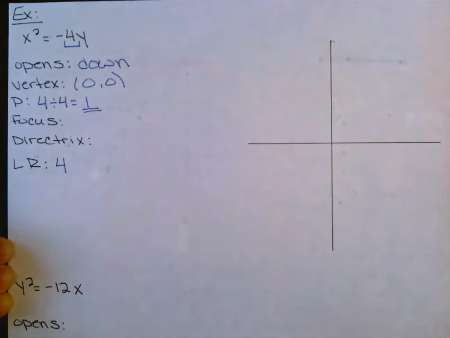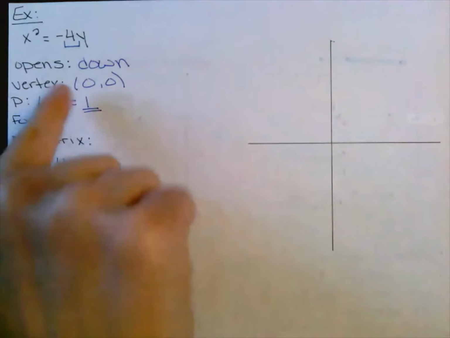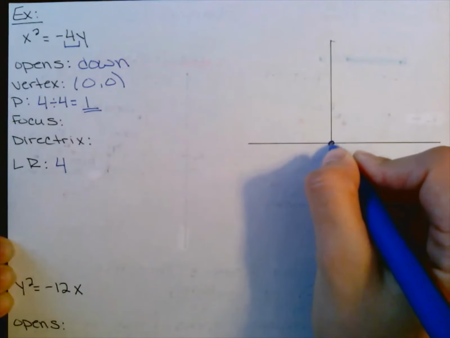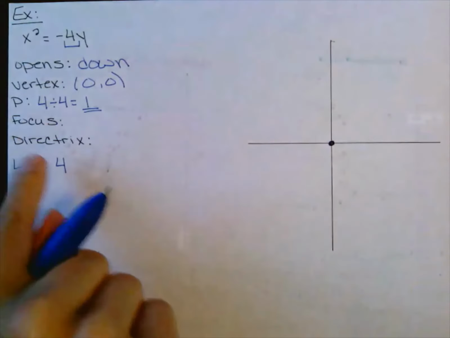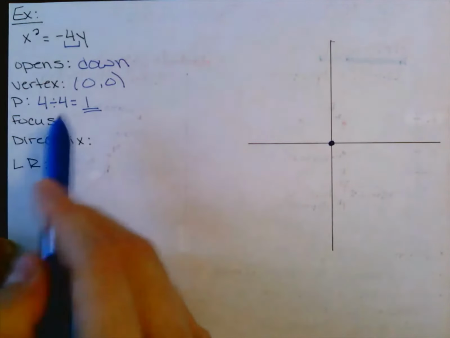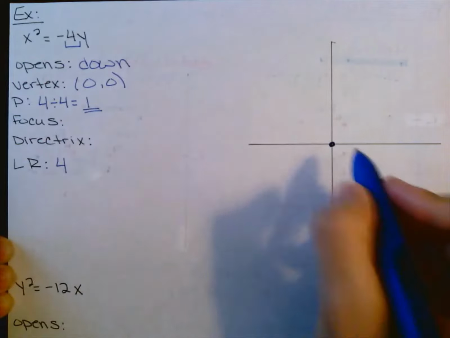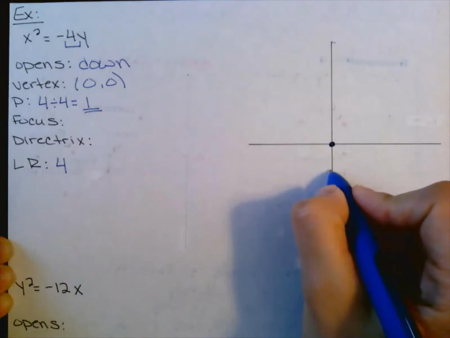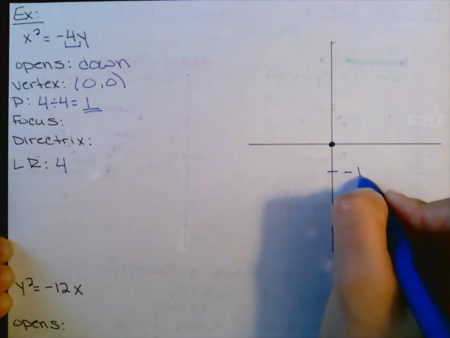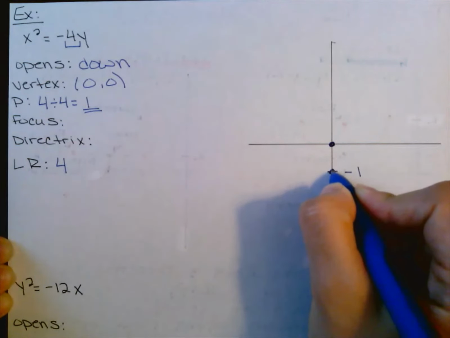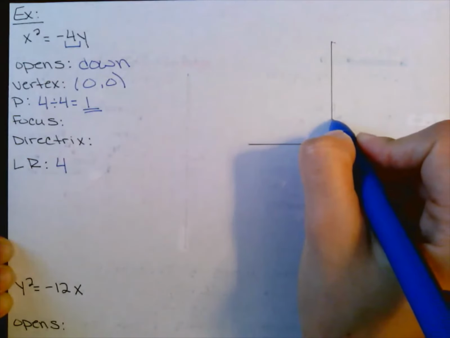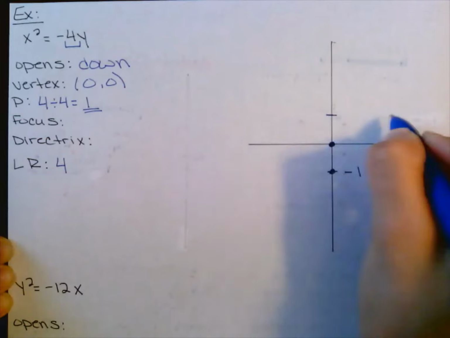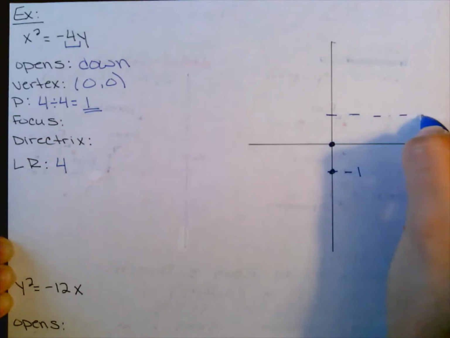Okay, so let's go drawing what we know already. I said that my vertex is centered here at 0, 0. Okay, and it's going to open downward. That means if I'm going P 1 unit towards my focus, there's only one, I'm going down here to negative 1 and drawing my focus. And then I'm going 1 unit back to draw my directrix.